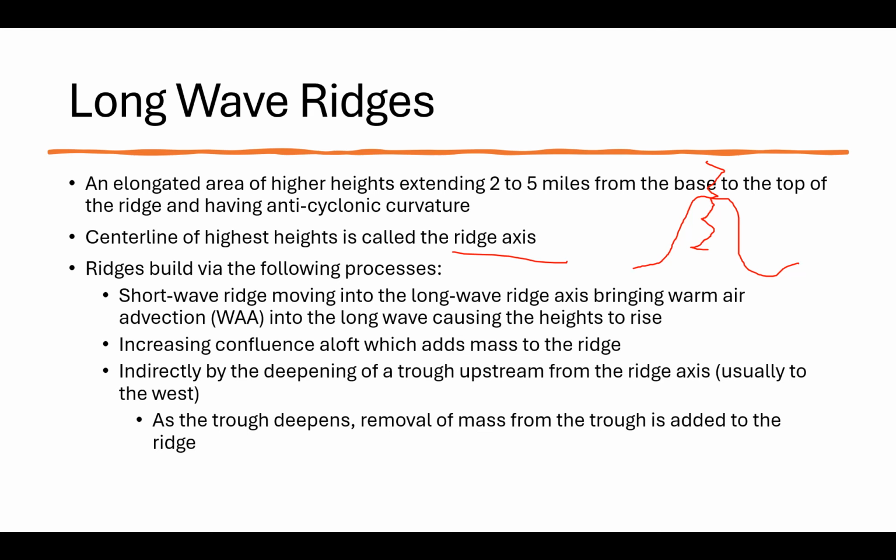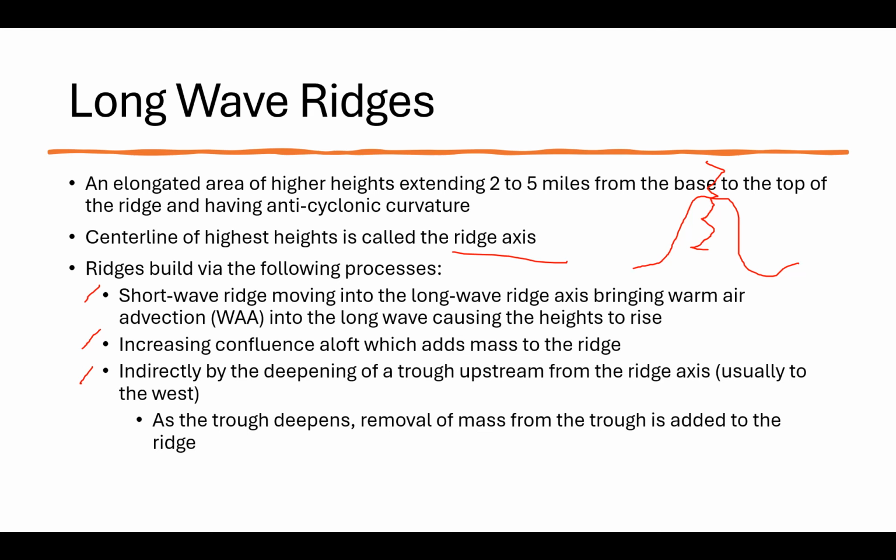The ridges are going to build or get stronger via the following processes. If you get a short wave ridge moving into the long wave ridge axis, this is going to bring warm air advection. That's going to cause your heights to rise, and that's what we want for a building ridge. You also get increasing confluence aloft, which adds mass to the ridge, and indirectly by the deepening of a trough upstream from the ridge axis, usually to the west. As the trough deepens, it removes mass from the trough. The removal of mass from the trough is then added to the ridge. So those are the three ways we can build these ridges.